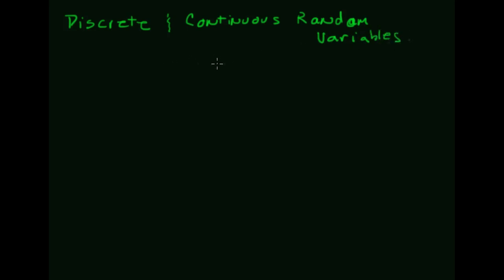All right, so a random variable, usually we call them capital letters, oftentimes X, is like a container, okay? And it contains the possible values of a chance process.